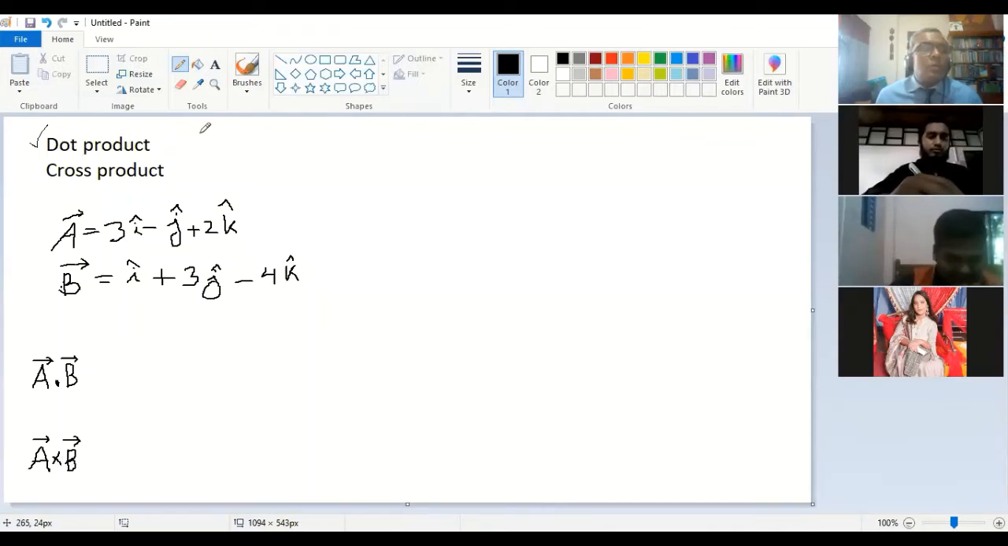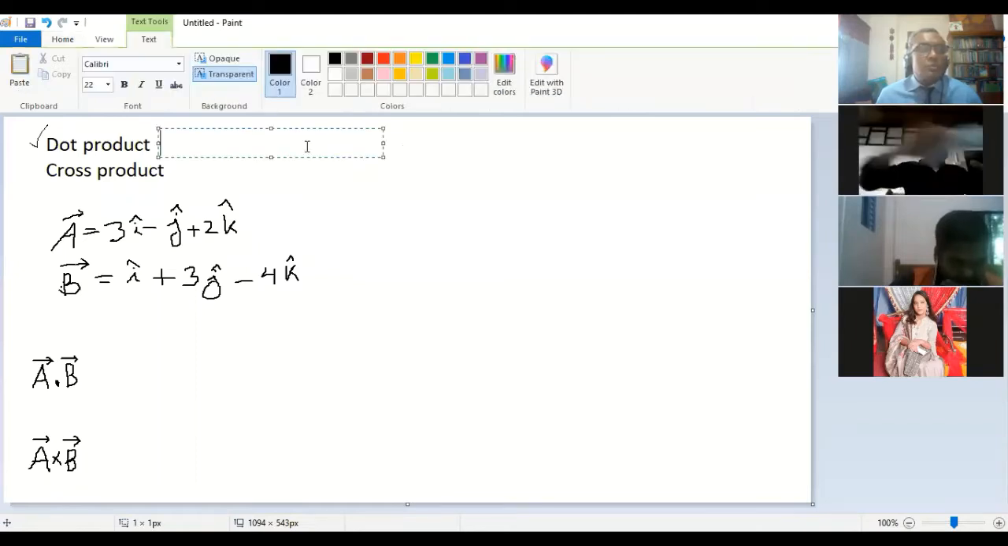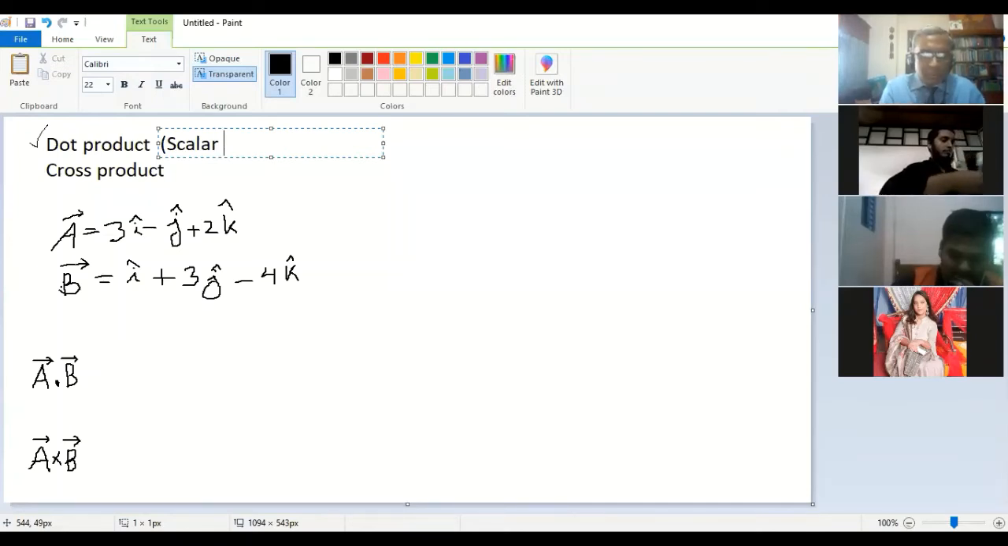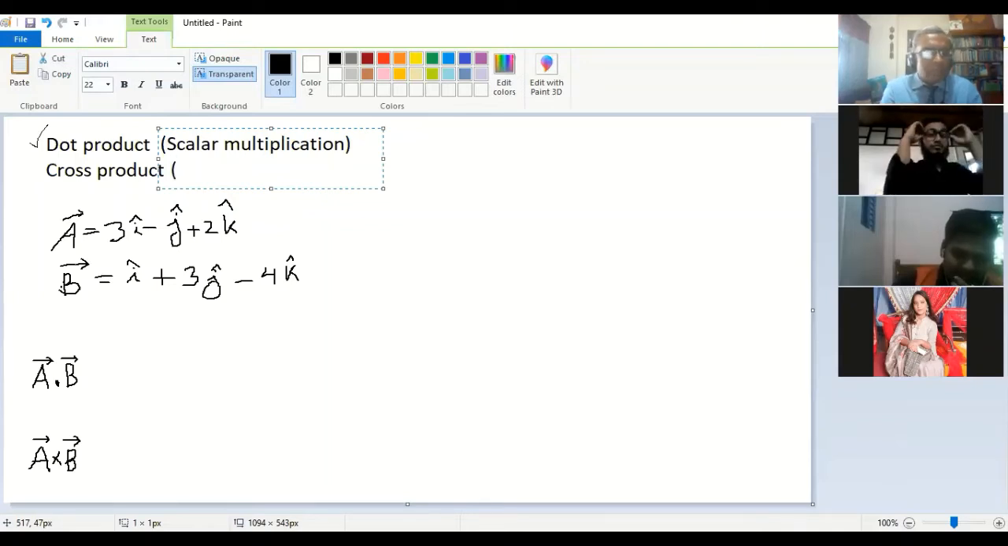Now another name for dot product is scalar product. Okay, scalar multiplication. So this is another name. Why scalar multiplication? Because the result will be a scalar. The result will be a number only. And you have another multiplication, that is cross product, that is called vector multiplication.